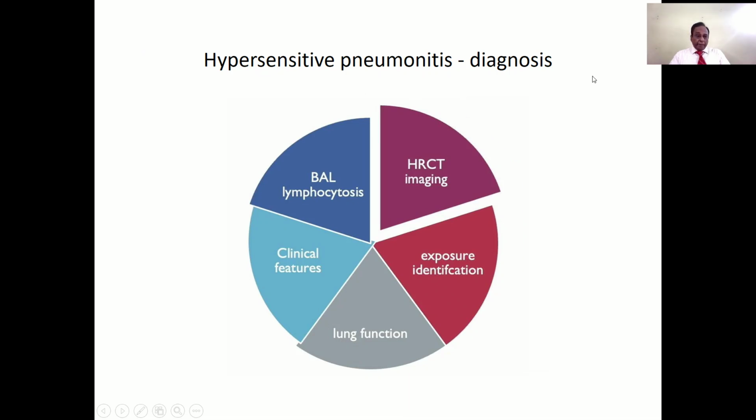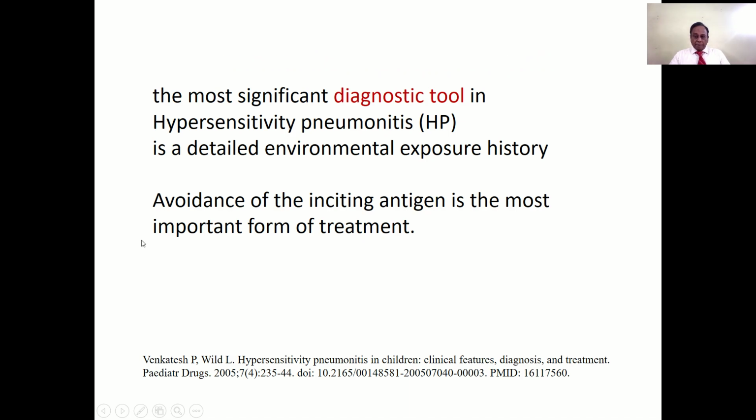So this knowledge is very important. Hypersensitivity pneumonitis is very difficult to diagnose because a lot of consensus has been happening around it. Wherever possible, the most important thing is the clinical features, or you have to go for BAL. HRCT is highly suggestive, and many people believe HRCT plays a major role in confirmation. Of all that, exposure identification is very, very important. The consensus says that the most significant diagnostic tool in hypersensitivity pneumonitis is elicitation of a detailed environmental exposure history.